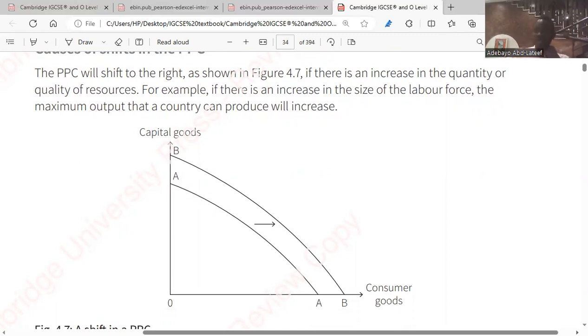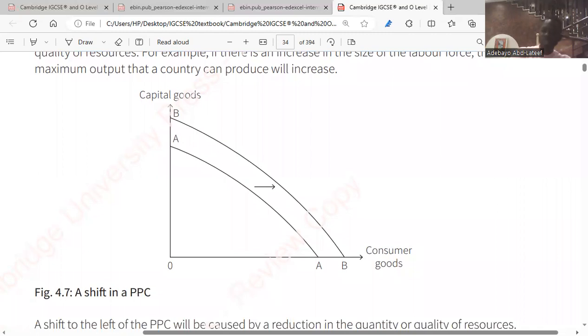If you have 5 workers here, you increase them by 10 workers. That means you are going to have 10 outputs. If 5 workers are producing 5 outputs, 10 workers should produce 10 outputs. Or double. Yeah, double. Is it clear? Yes. Okay. So that is what outward shift is about.